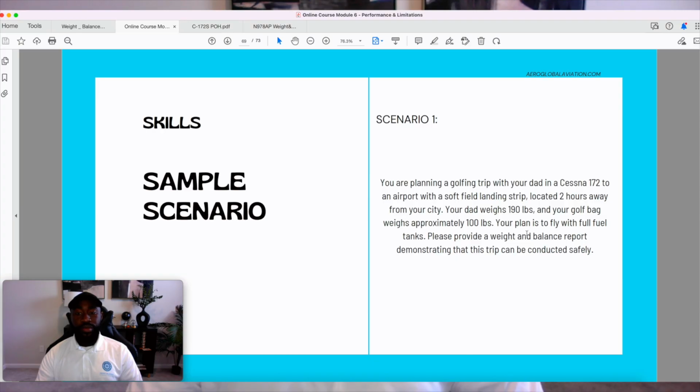So by going through this tutorial, I hope I've helped you understand how to do a weight and balance calculation. And coming back to our scenario here, we already proved it's going to be safe for us to conduct the flight in terms of the parameters that were provided to us with respect to the flight.